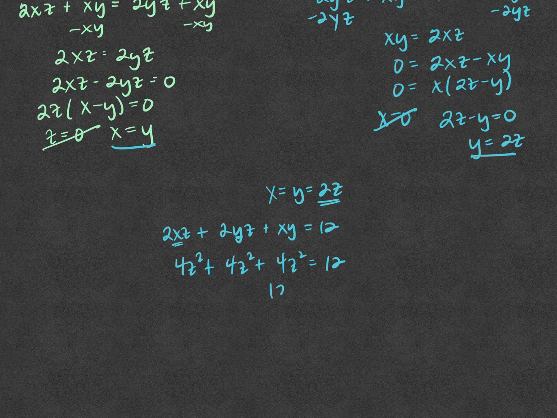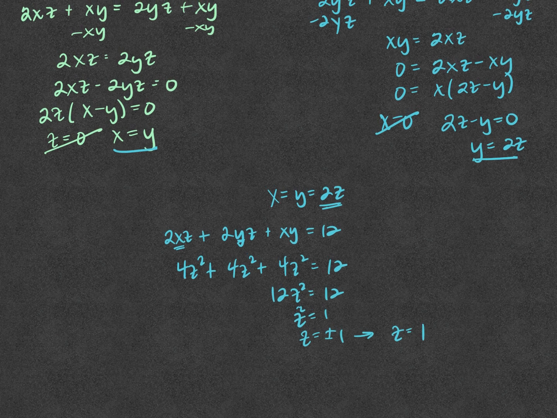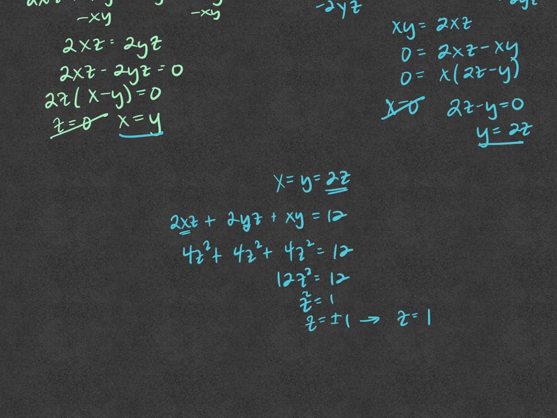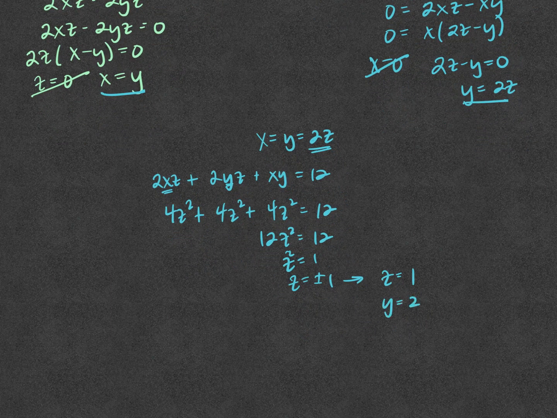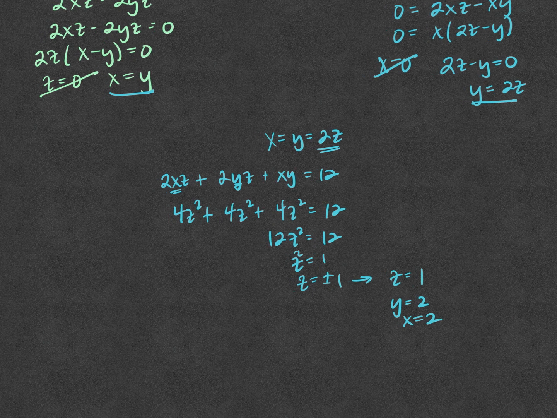So if we add these up, we get 12z squared equals 12. So z squared equals 1. So z equals plus and minus 1. So if z equals positive 1, remember that you can't have a negative because we're working with the side lengths of a box. So z equals 1, that means that y equals 2 and x equals 2. So the maximum volume of the box is 2 2 1. We don't really have to check the maximum because it's the only one we found, so it must be the maximum, but we could plug it in to check it if we wanted to.